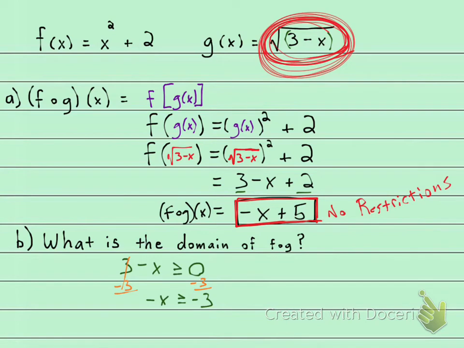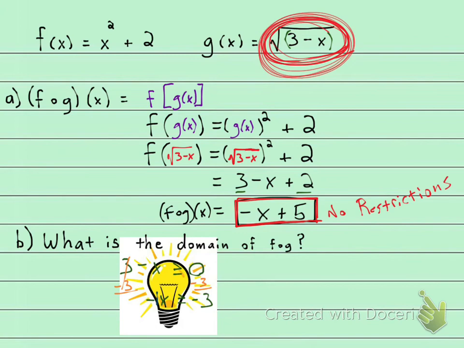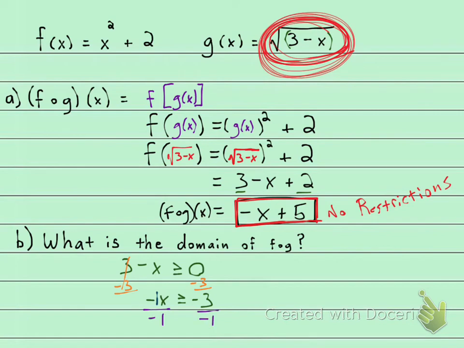I see the negative out front, right? It's like a negative 1. So in order to get rid of that negative 1, which is multiplied times x, I need to divide by a negative. Okay, remember, when you divide by a negative, you need to flip the inequality over. Just like flipping the light switch. So instead of being greater than or equal to, this is going to become less than or equal to.